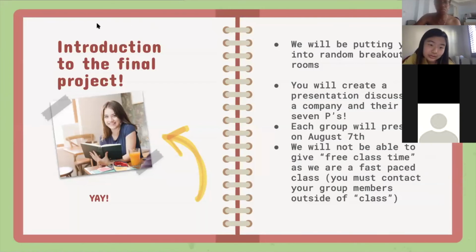Hopefully you guys are not shy and will be able to talk to everyone, but you will be creating a presentation like what we've been showing you, discussing any company. It can either be made up or it can be one that already exists. You can use Amazon, for example, or you can make up your own. It doesn't really matter. You'll be discussing a company, real or fake, and their 7Ps. Each group will present on August 7th.